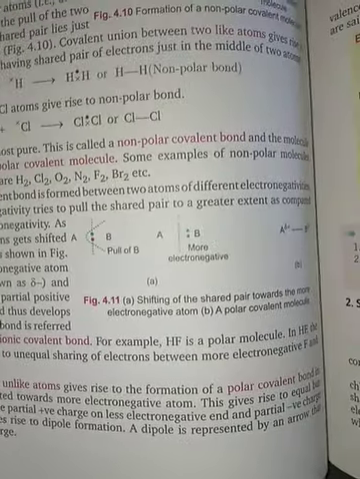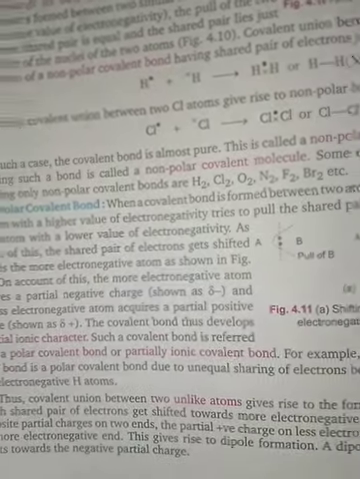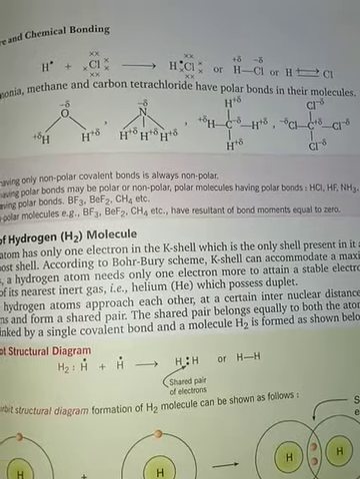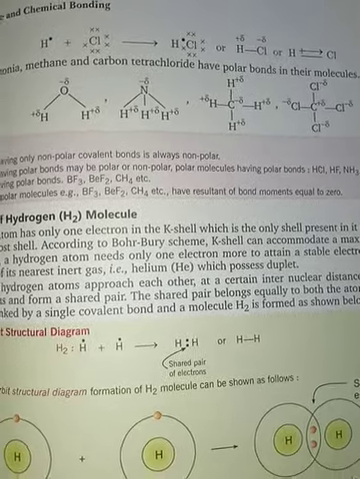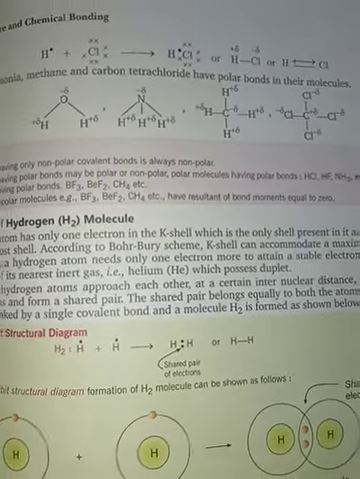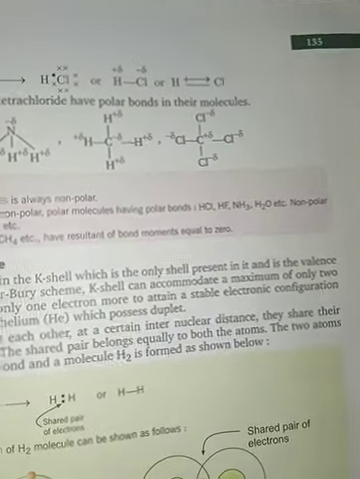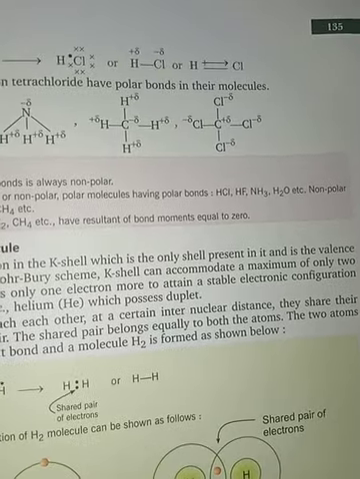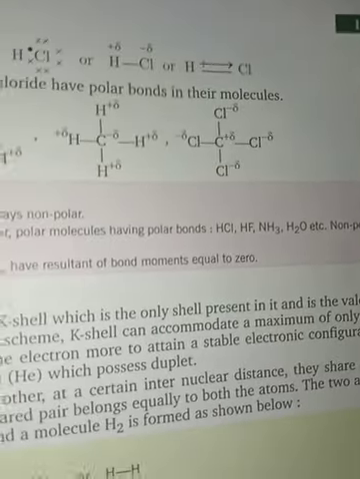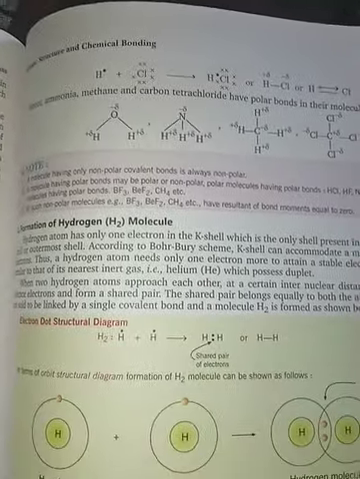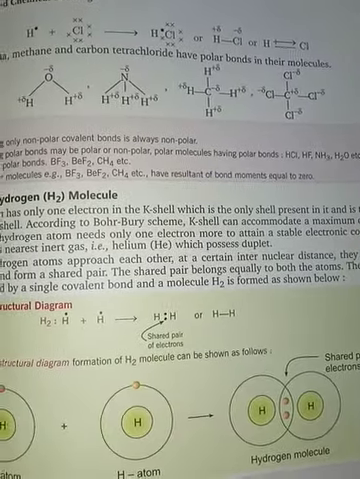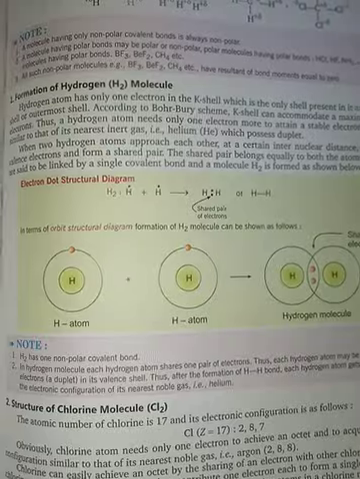A dipole is represented by an arrow dash that points toward the negative partial charge. If you see the example of the hydrogen chloride bond formed here, you can see the arrow because chlorine is more electronegative than hydrogen. So one arrow dash is represented here. Some examples are given here: water, ammonia, methane, and carbon tetrachloride have polar bonds in their molecules.